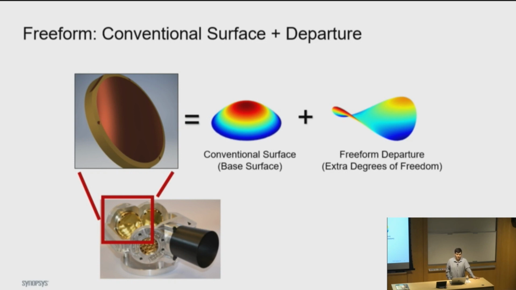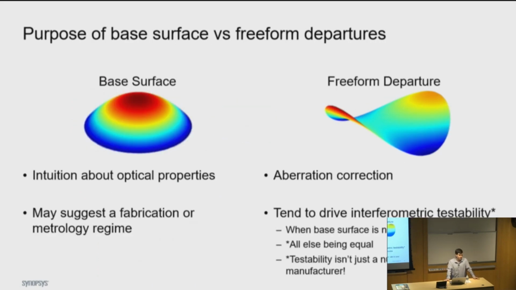So as an example, if we look at that telescope from earlier in this presentation, and zoom in on the mirror there, then that mirror could be described as a conventional base surface, so perhaps a sphere, which is what it is in this case, with added freeform departure terms on top. So these are potentially Zernike polynomial terms. This separation is useful for a couple of reasons, but mostly because it allows us to think about the base surface and freeform departure and the things that these contributions are doing separately.